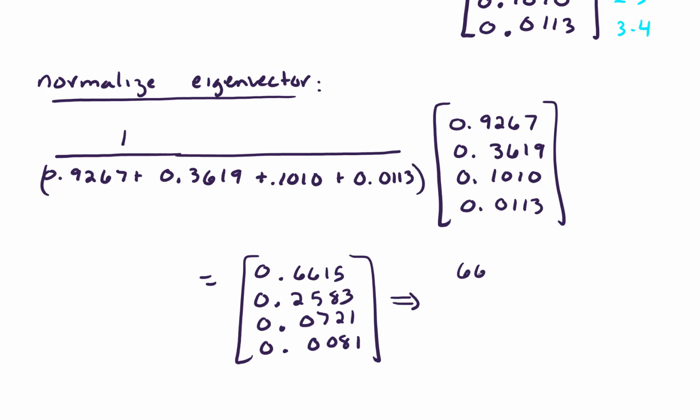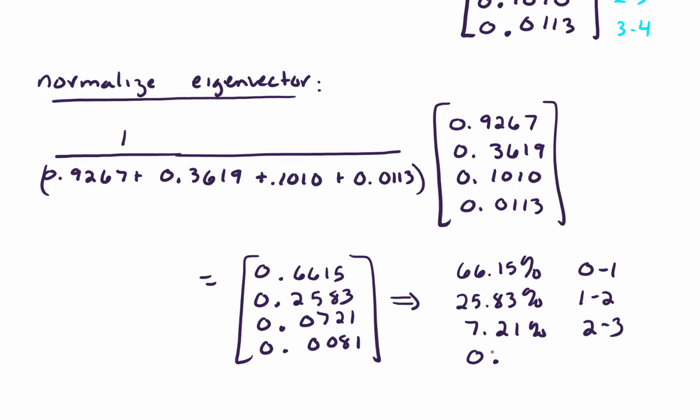And this is a nice interpretation because what this implies is that we have about 66.15% of the population in the age class 0 to 1 years old. We have about 25.83% in the next age class. We have about 7.21% in the 2 to 3 year olds, and lastly we have less than 1%, about 0.81%, in the 3 to 4 years of age category.